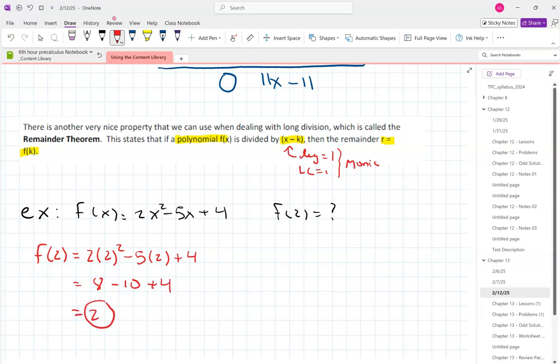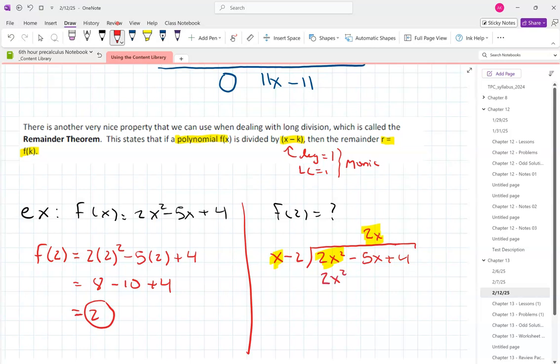So that just gives me 2. Or if I take 2x squared minus 5x plus 4, and I divide it by x minus 2, I should get the same results, right? So we'll ask ourselves, what times x gives us 2x squared? That's just 2x.